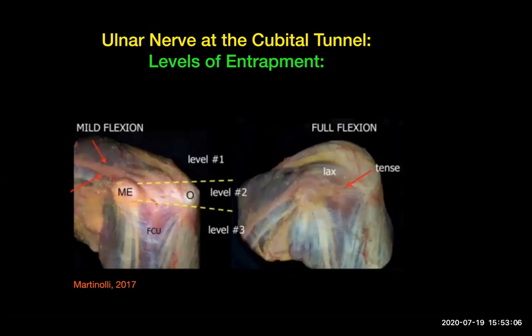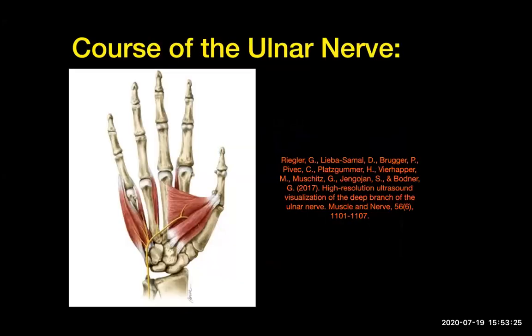Then of course, from level 1, we go to level 2, then of course at the exit part, which is the level 3, it is also possible that there could be compression of the ulnar nerve right where the nerve exits at the flexor carpi ulnaris tendon at its 2 heads.